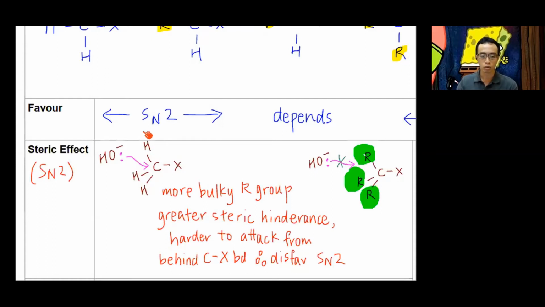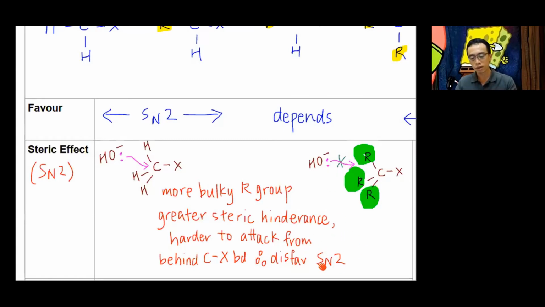If you're a primary halide, you also favor SN2 for the same reason, because there's only 1 defender. There's only 1 group to block the entry of your incoming group, which doesn't really block much. OH minus can walk in and kick out the X minus. So if you don't have a lot of R groups, you favor SN2. But if you have a lot of R groups, let's say 3 R groups, then they take up a significant portion of space around this carbon. You block up the back door, and it makes it very hard for the OH minus to come in. If OH minus cannot attack from directly behind the C-X bond, then you disfavor the SN2 mechanism.